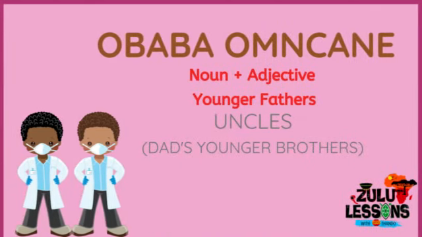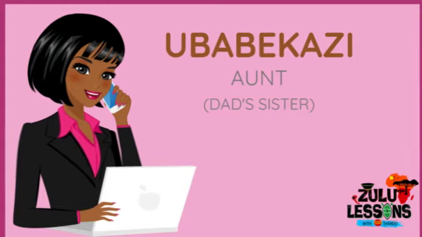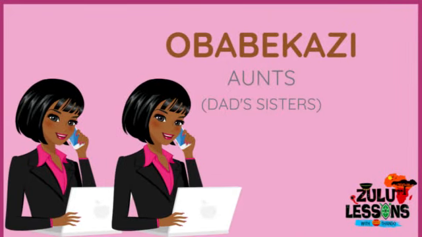Now let's look at your father's sister. Whether she is older than your father, the same age as your father, or younger than your father, it's all the same. Ubabekazi. It does sound funny if you don't know the culture of amaZulu, but this is really saying your female father, because she is your father's sister. So, ubabekazi. Now the plural for this is obabekazi. So, your aunts.